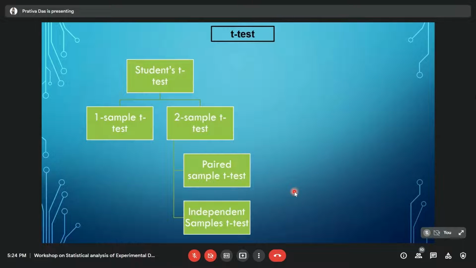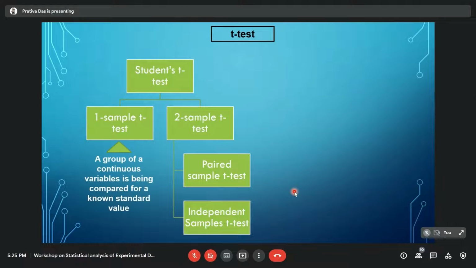So the next most used statistical test is the t-test. The t-test usually has two different types. One is the one sample t-test and the other is the two sample t-test.